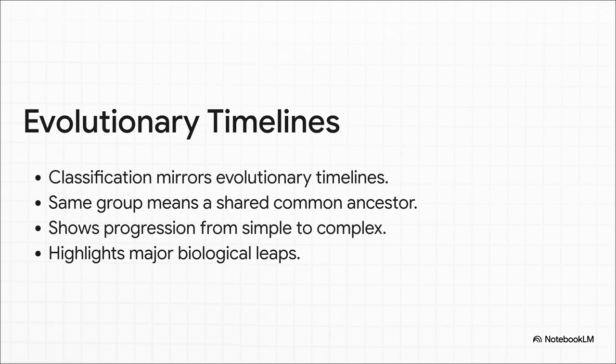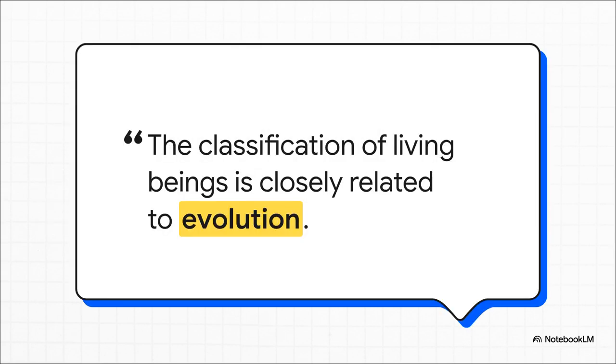When we trace the line from a simple unicellular organism all the way to a complex multicellular mammal, we're doing more than classifying. We are reading the exact history of life's progression, highlighting massive biological leaps, like adapting from water to land. This quote perfectly sums it up. The classification of living beings is closely related to evolution, providing insights into their evolutionary relationships.